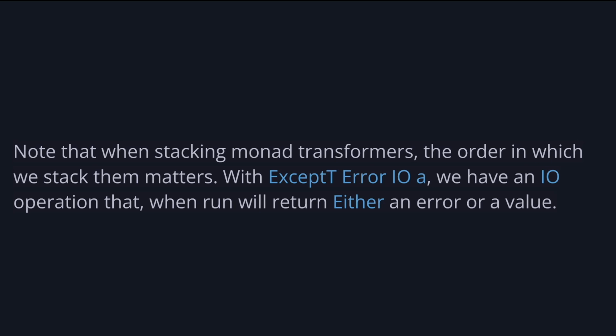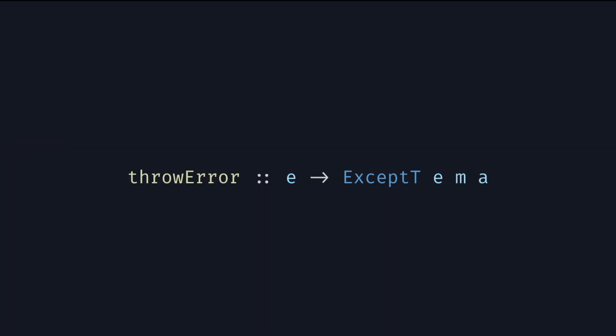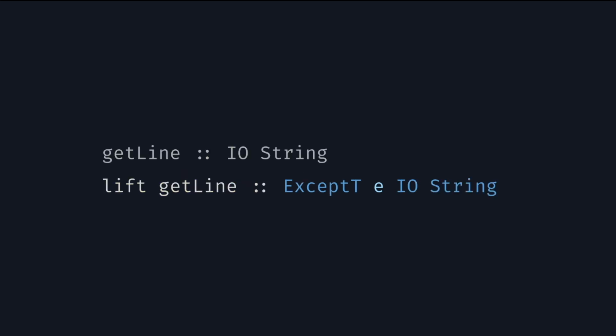Note that when stacking monad transformers, the order in which we stack them matters. With ExceptT error I/O of A, we have an I/O operation that, when run, will return either an error or a value. ExceptT can enjoy both worlds. We can return error values using the function throwError, and we can leave functions that return a value of the underlying monadic type to return a value of ExceptT E M A instead. For example, if we have a getLine function that returns I/O of String, we can lift this getLine and get a type ExceptT E I/O String.